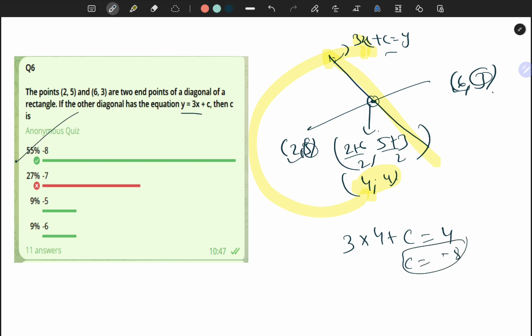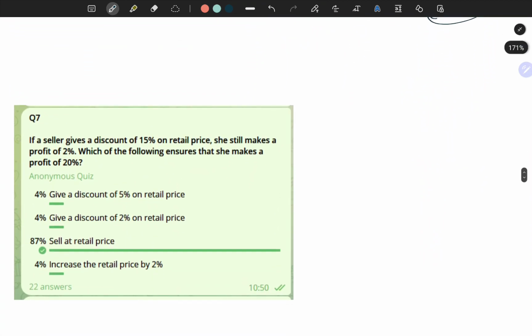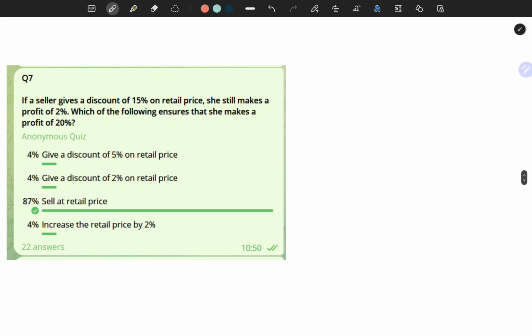That's it. Next one, easy one. If you have done the video which I posted, the multiplying factor, okay? If a seller gets a discount of 15% on the retail price, she still makes a profit of 2%, which means that she has marked up.